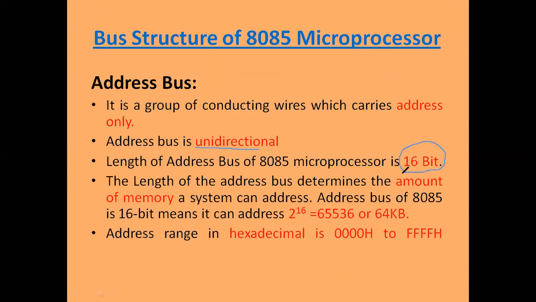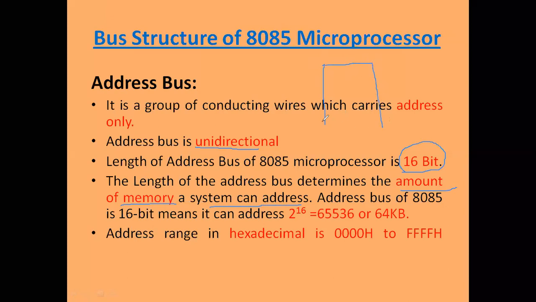Every microprocessor has its own address bus length, like your i3, i5, they have a 32 bit address. In the 8085 microprocessor, we have a 16-bit address. The length of the address bus is 16-bit. Based on this 16-bit, it tells the amount of memory a system can address. ठीक है ना? अभी address of memory कैसे पता चलेंगे?